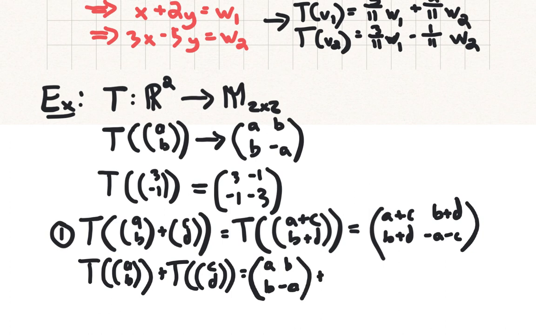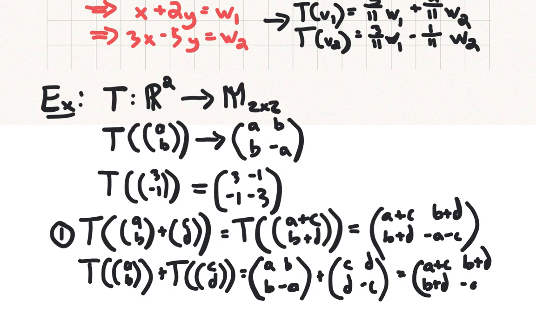So we need to add these. It'll be C, D, D minus C. And now we just add entry-wise. So we get A plus C, B plus D, B plus D, and negative A minus C. So we see indeed both ways that we do it, we end up with the same answer. So it is linear under vector addition.